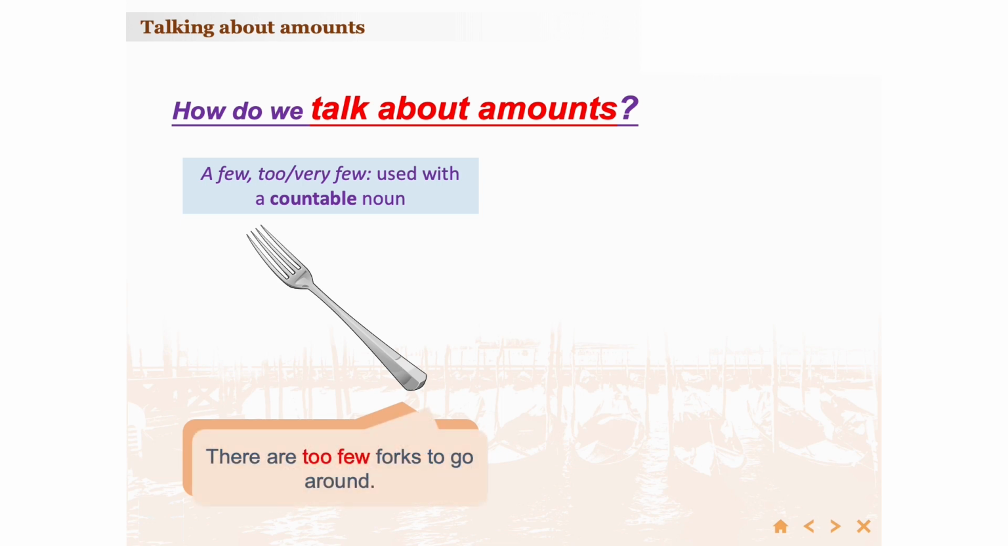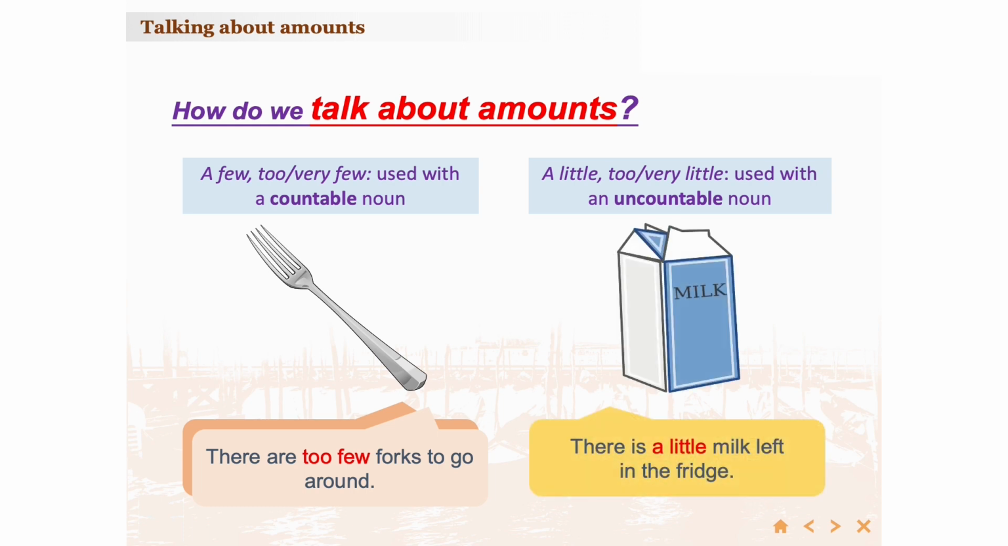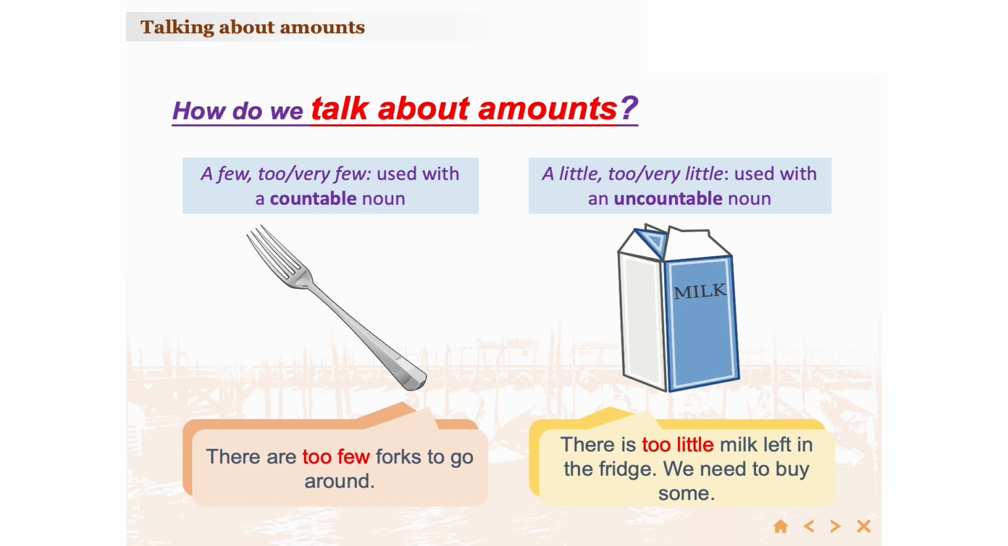For uncountable nouns, we use a little and too little or very little. Here is an example. There is a little milk left in the fridge. If we want to say that the quantity is smaller than what we need, we would say, there is too little milk left in the fridge. We need to buy some.